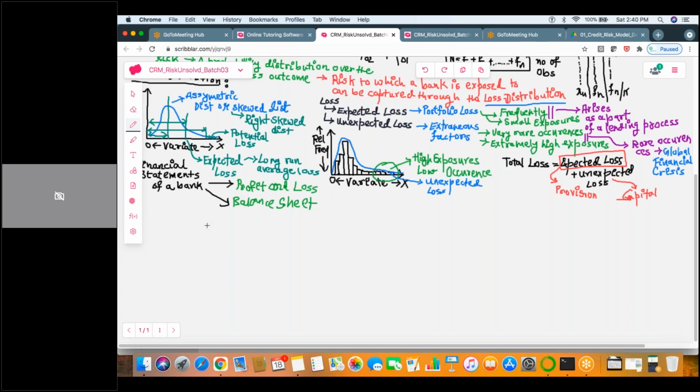Now over here, what we need to do is understand how exactly this profit and loss and the balance sheet of the bank will work out. What does the profit and loss statement of the bank comprise of? What does the balance sheet of a bank actually comprise of, and how do they relate to each other? That's the part that we are trying to talk about.